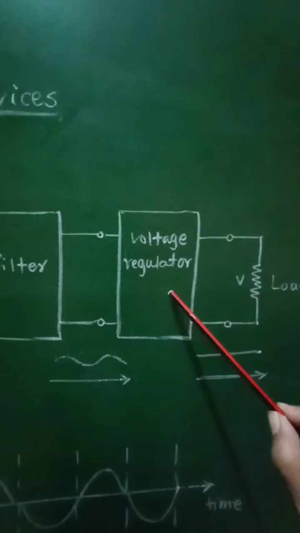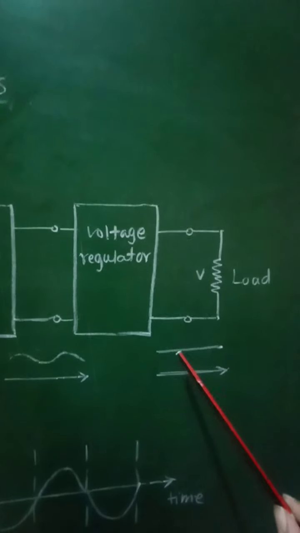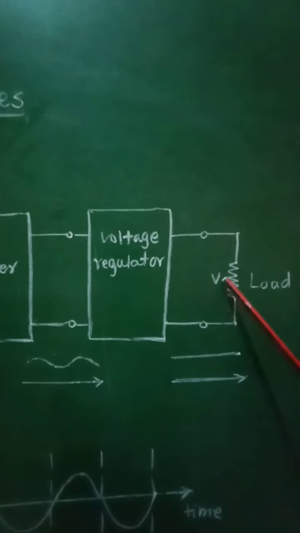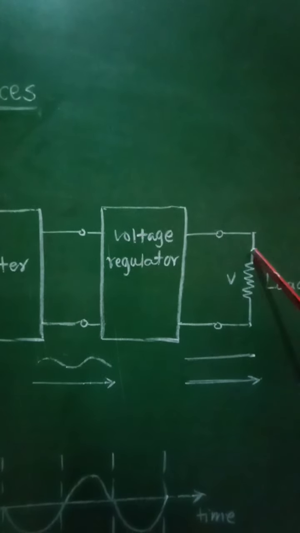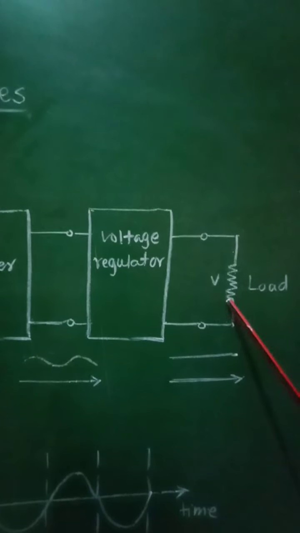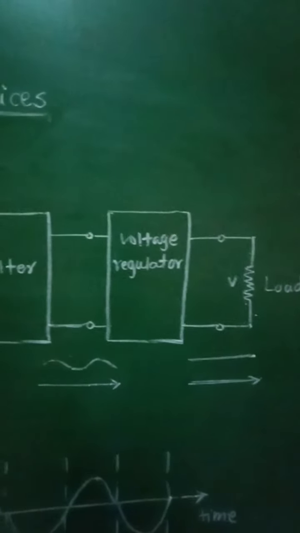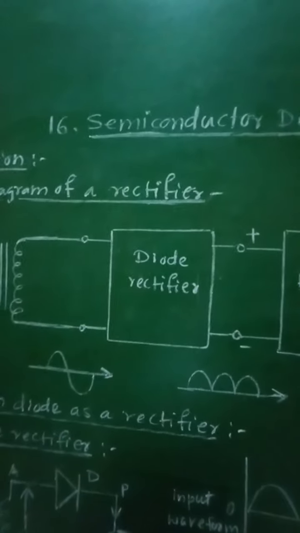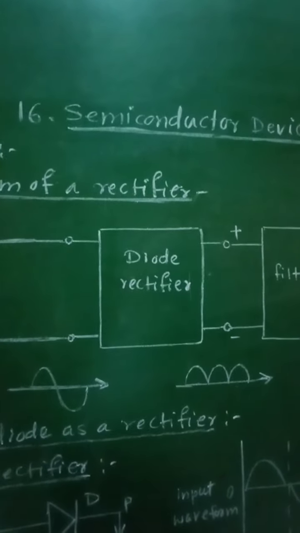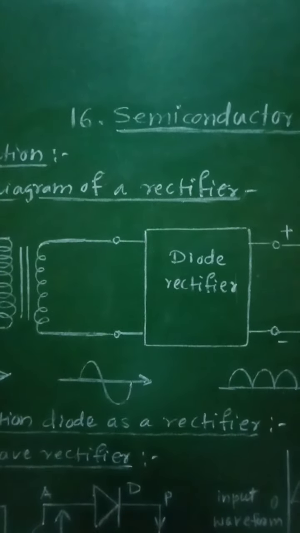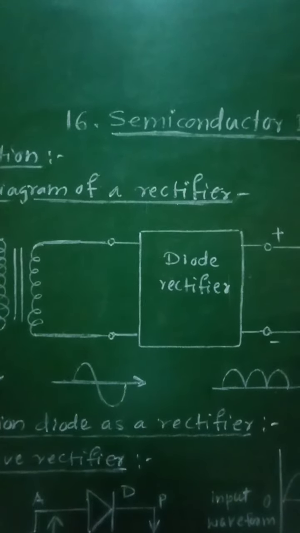And then due to this voltage regulator, the voltage obtained will be perfectly DC. That voltage V will be measured across this load resistance RL. So the filter circuit along with the voltage regulator will filter the AC component present in the DC voltage.